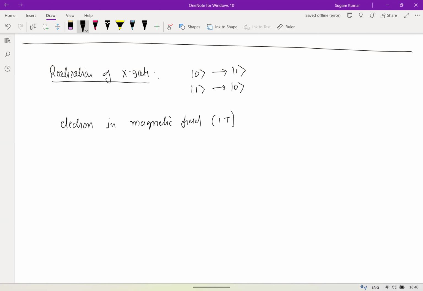And you know that if you place the electrons in the magnetic field, then Zeeman splitting will take place, correct? And because of the Zeeman splitting, this quantum state is going to have a separation. So this is the 0 state and this is the 1 state. Or maybe I can call it like this.